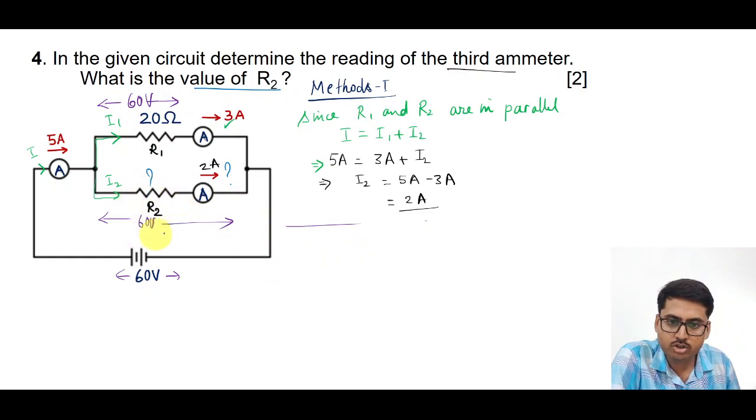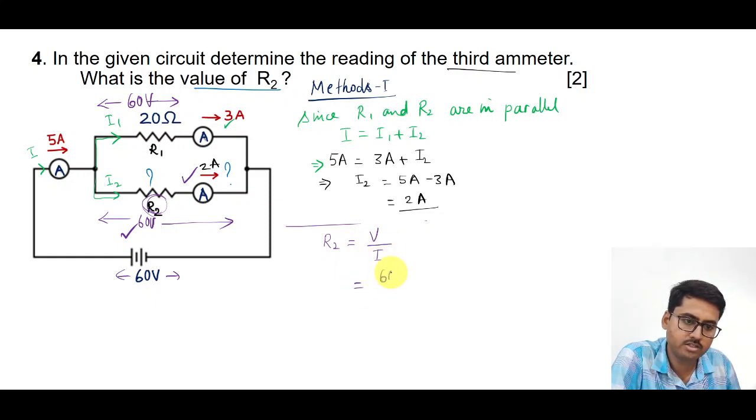For this particular resistor R2, you can see the value of V is known and the value of current is known. All we have to do is use simple Ohm's law to find the value of R2. So R2 is equal to the voltage supplied divided by the current passing through it. The voltage supplied is 60 volt and the current passing through it is 2 ampere. So from here we get the answer as 30 ohm.